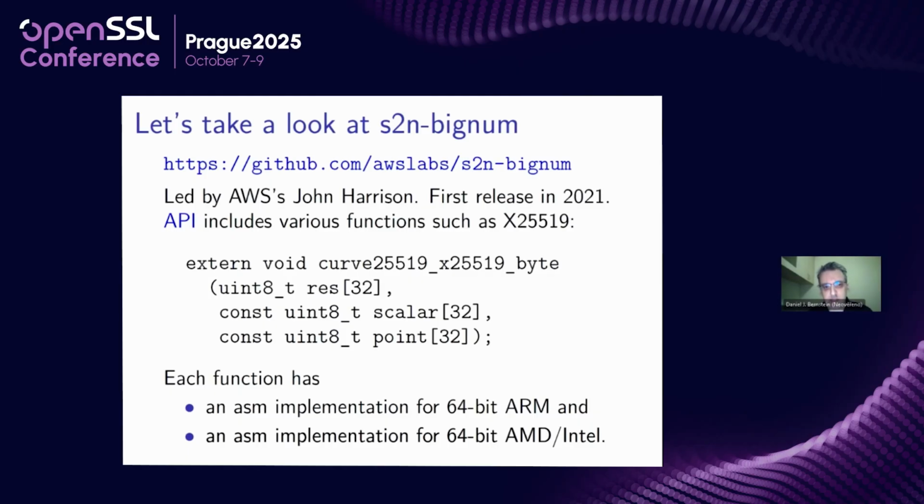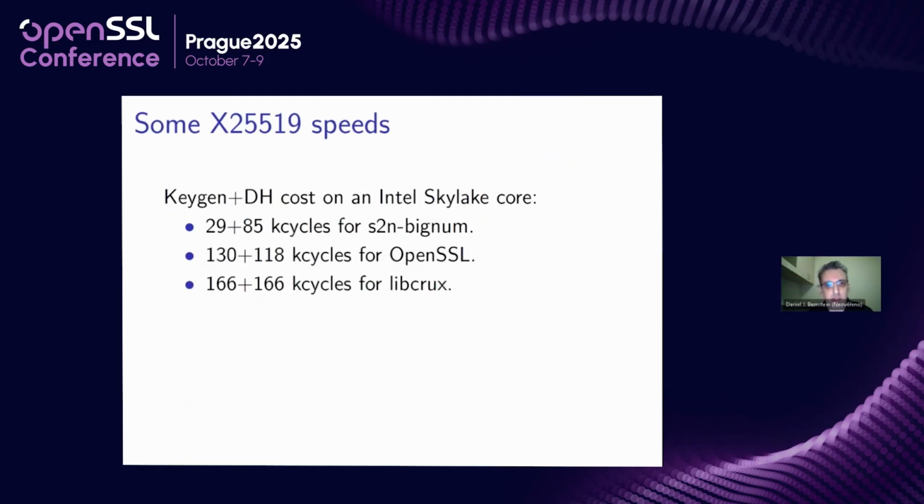Now, this is not just written in assembly, but it's written in assembly that's intended to be fast. And here's an example of that. If you look at the total cost, well, this is separated into Keygen plus Diffie-Hellman for X25519 using 3 different libraries on Intel Skylake, then, well, you see S2N Bignum has the lowest cost, and then OpenSSL in the middle, and libcrux as the highest cost.